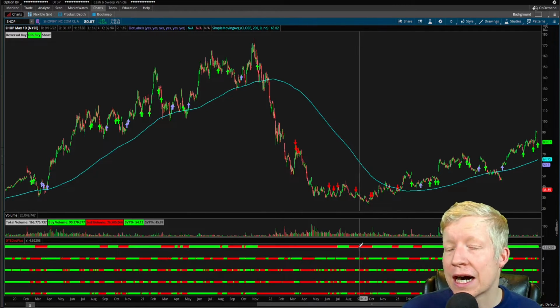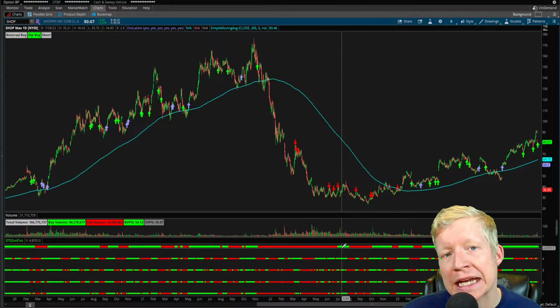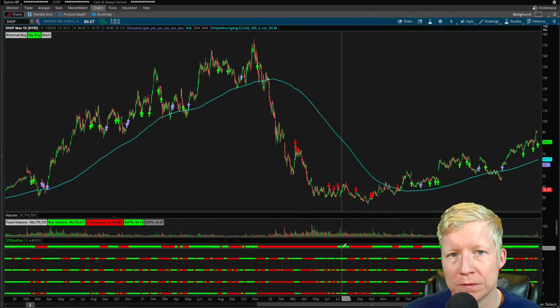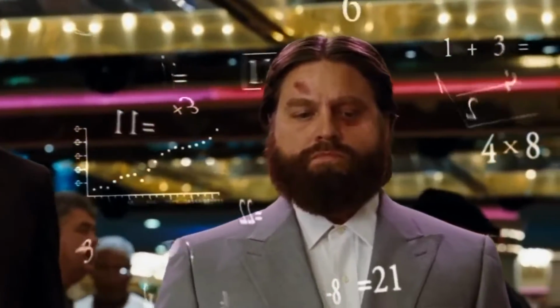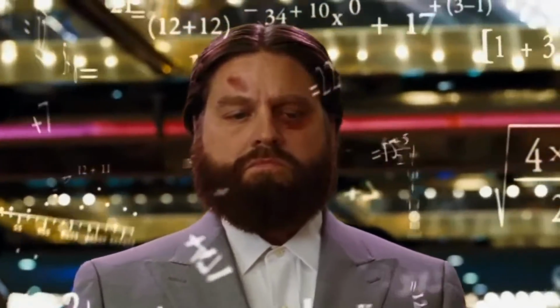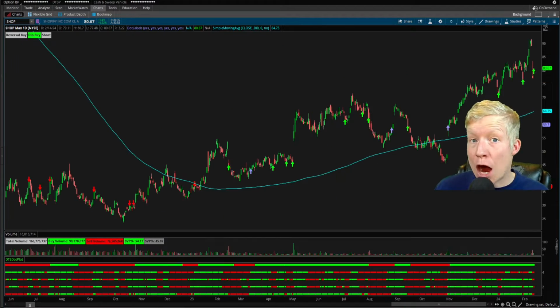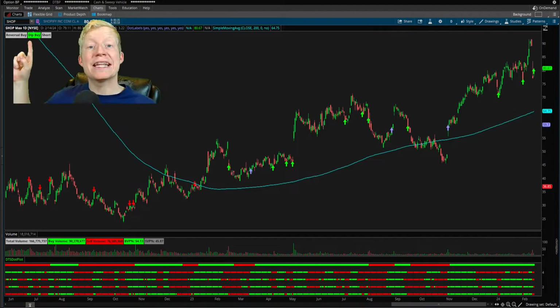We talk about my custom created dot plot indicator a lot on this channel. And we do this for one very important scientific reason. It works. And now we've added arrows and labels.